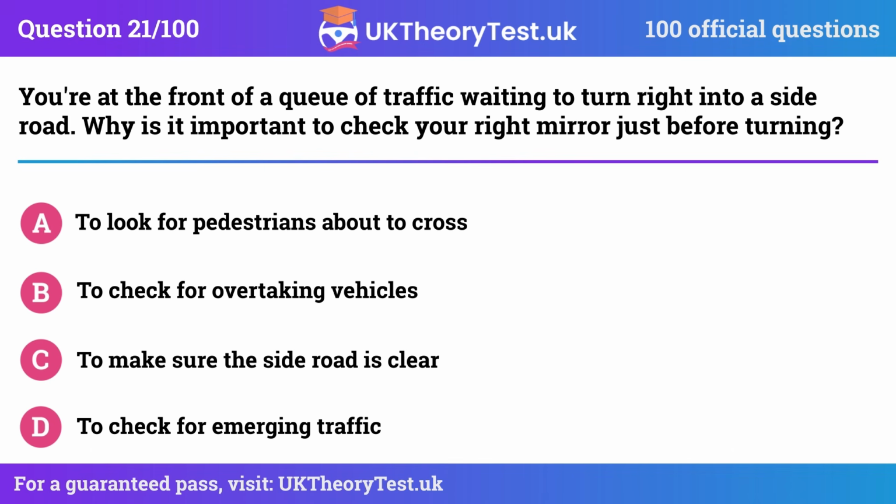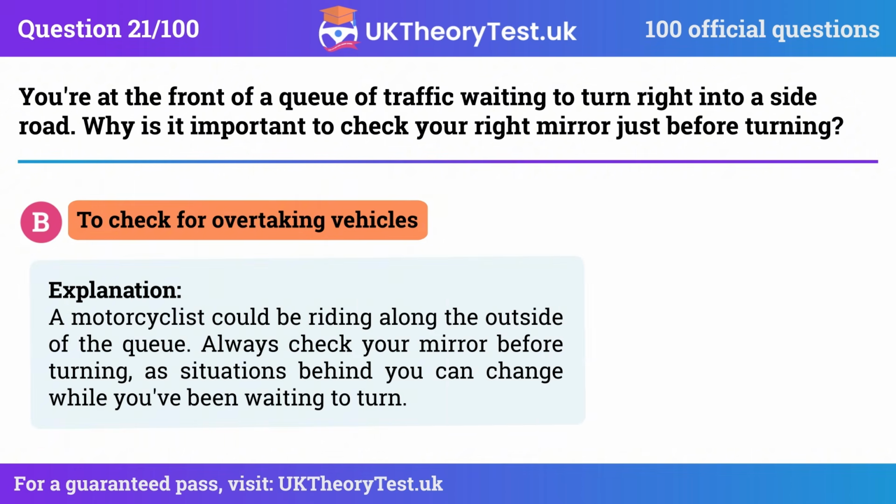The correct answer is B. To check for overtaking vehicles. Explanation. A motorcyclist could be riding along the outside of the queue. Always check your mirror before turning, as situations behind you can change while you've been waiting to turn.